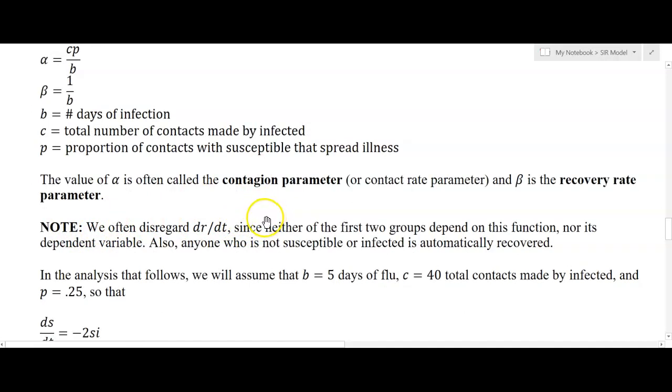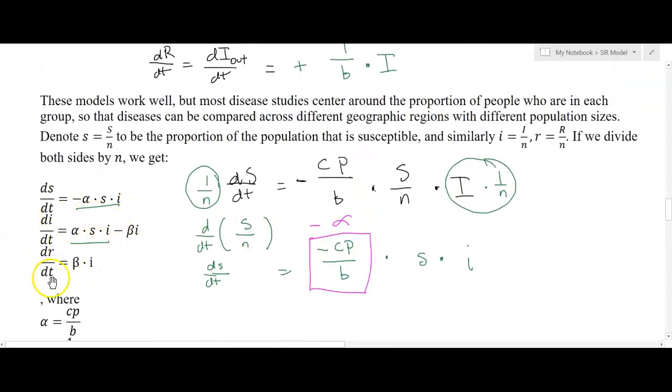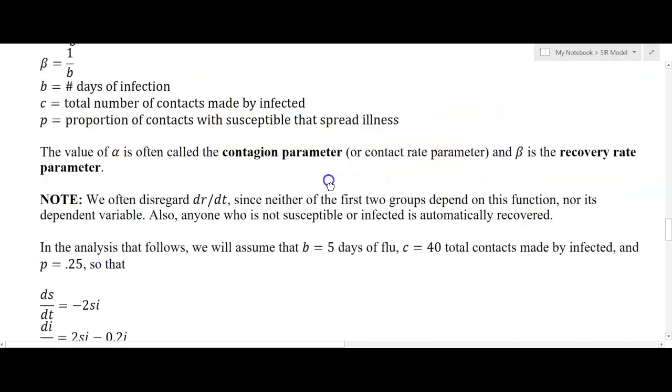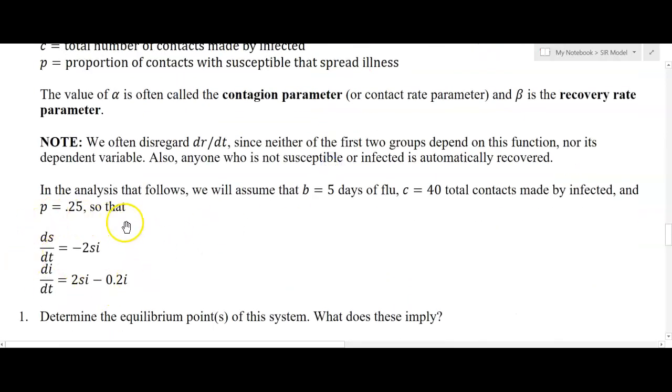And so we often, as a side note, disregard dR/dt, since neither of the first two groups depend on this function, nor its dependent variable. Also, anyone who is not susceptible or infected is automatically removed, is recovered. You can see that dR/dt depends on I, but neither dS/dt nor dI/dt depend on R. Because people are not allowed to become susceptible or infected again in this model assumption, we really can ignore this. If the proportion who are susceptible and infected add up to 78%, then 22% of people are removed. So when we analyze this, we're just going to focus on these two models.